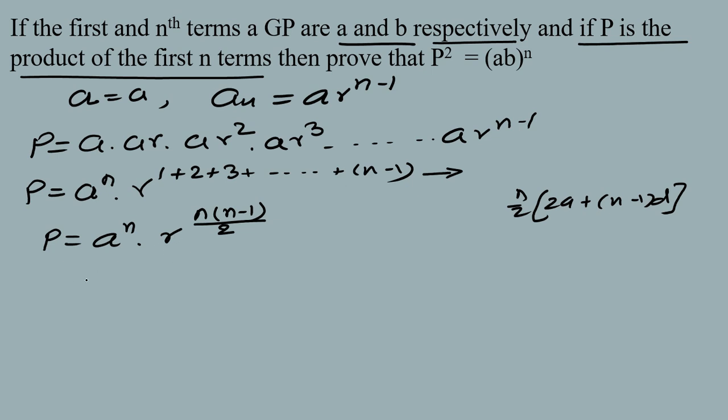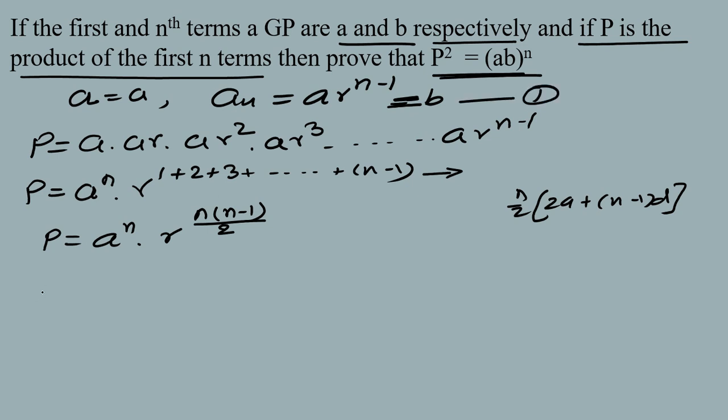Okay, now let's simplify it a little. No problem, so this is the value of P. We'll see what we have to do next. They say prove that P square is equal to AB to the power N. And where is B? B is that nth term. So this is B here. I forgot to write it here. This is B. Now let's take it as equation number 1.